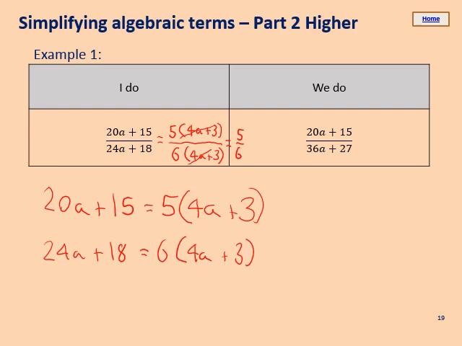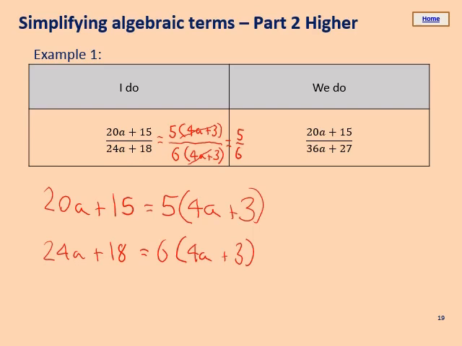Can you please pause the video here, copy that one down, and then try the we do for me. Okay, so hopefully you've had a go at that we do now. It says 20a plus 15 over 36a plus 27. As I said before, when you're asked to simplify an algebraic fraction like this, the key is to factorise and then trust that it's going to drop out in the end, which it normally does.